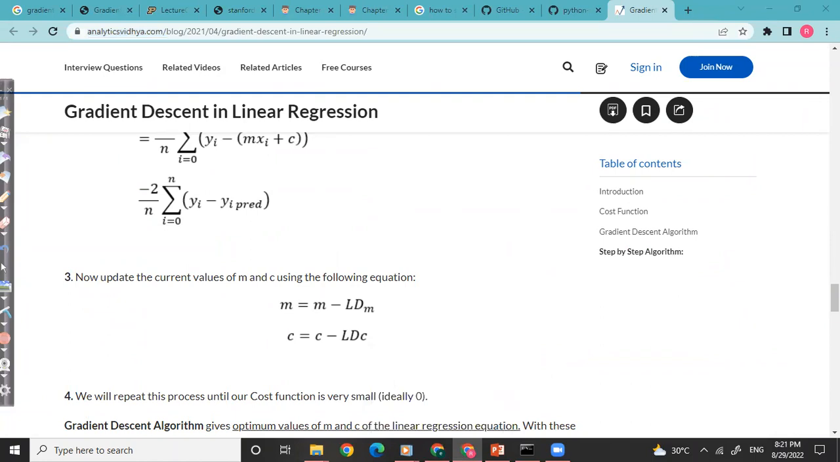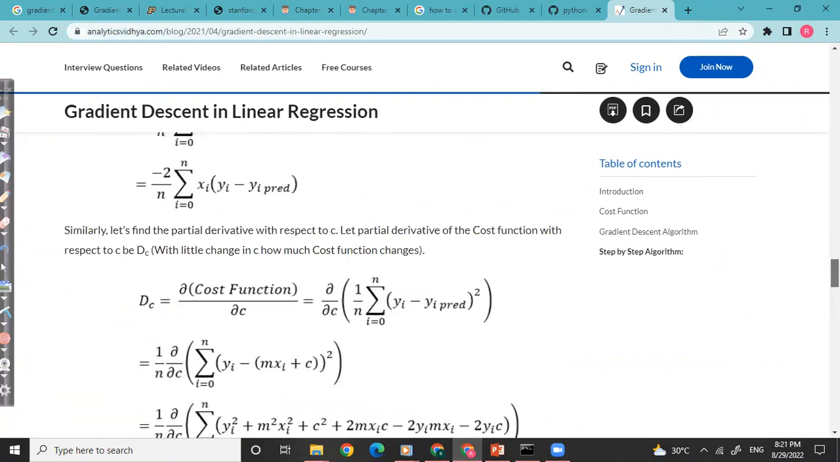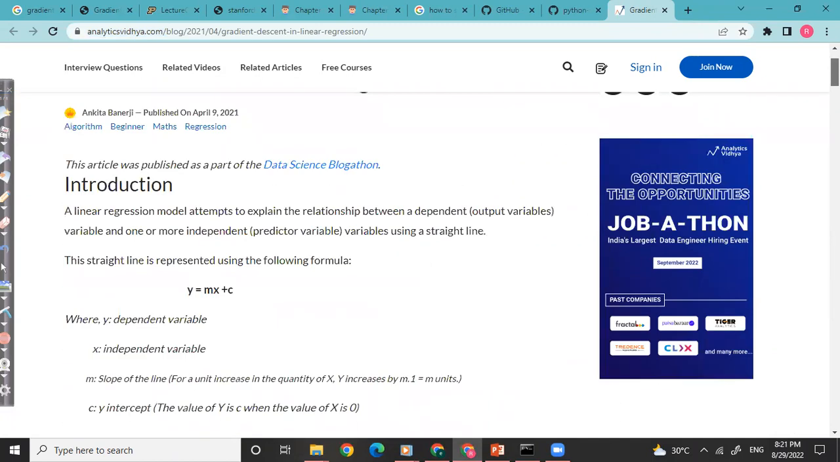So very important topic. What is the optimization technique? So we are using gradient descent. Okay, gradient descent.